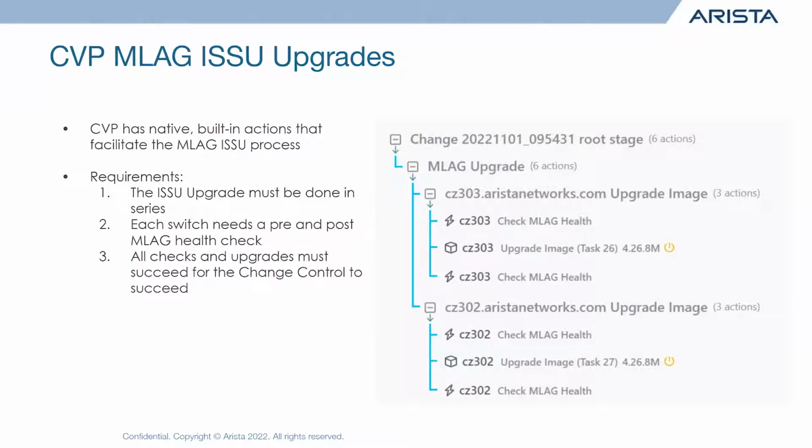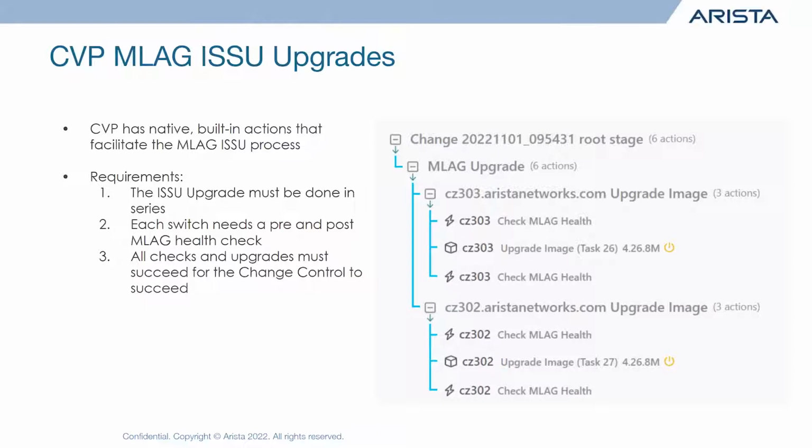The first thing is the ISSU upgrade must be done in series for each MLAG pair. You'll notice everything on the left side is blue, indicating that we are in series for every single one of these tasks, even though they are broken down into stages. In addition, each switch needs to be wrapped with a pre and post MLAG health check. That's to say that you have that image upgrade in the center there. It needs to have a pre-MLAG health check to make sure that MLAG is up and okay before we start the image upgrade. And then we need to have an MLAG health check after the switch to make sure that MLAG comes back up properly after the upgrade.